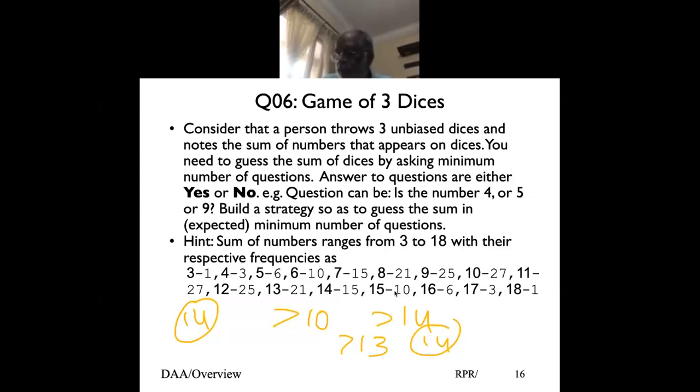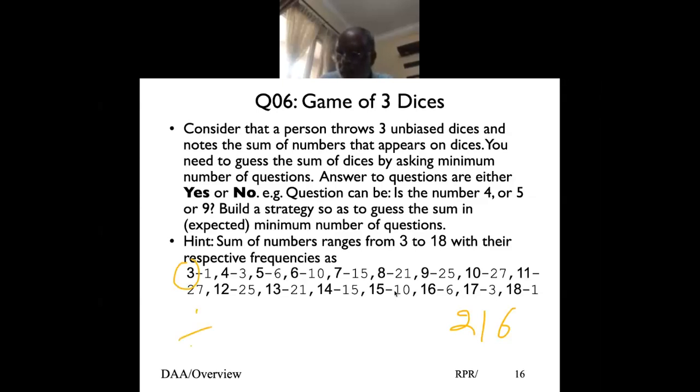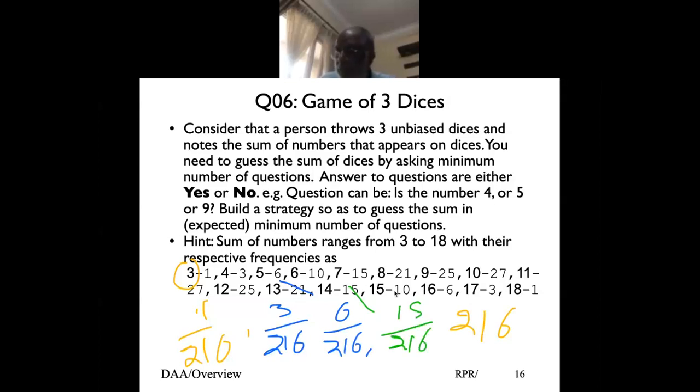If you look at the total number of chances, it is 216. So the chance of 3 coming would be 1 by 216. Chances of 4 appearing would be 3 upon 216. Chances of 5 appearing would be 6 upon 216. Chances of 7 appearing would be 15 upon 216. So that gives your probability of each of these numbers. Now that you know the frequency and probability, build a Huffman tree.